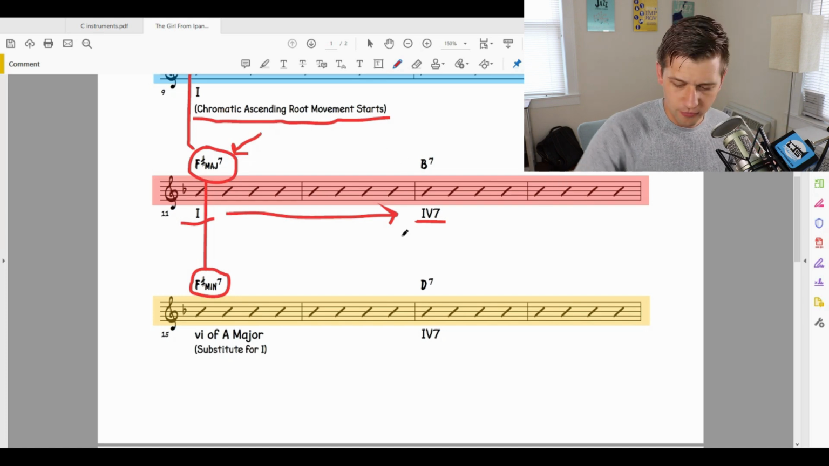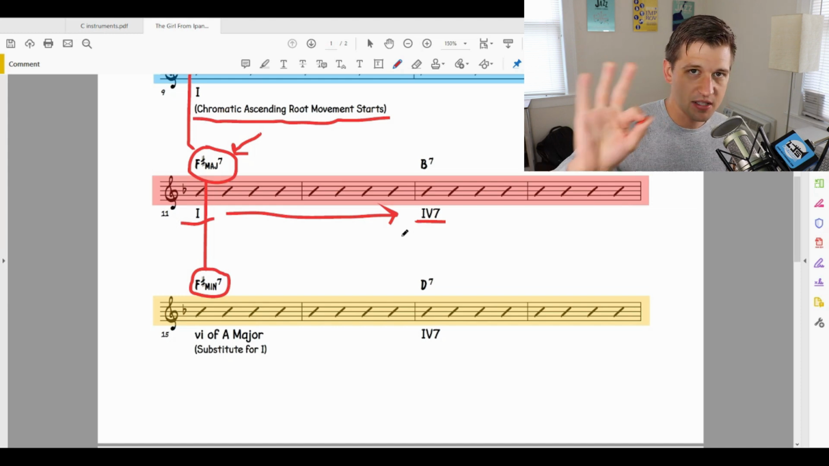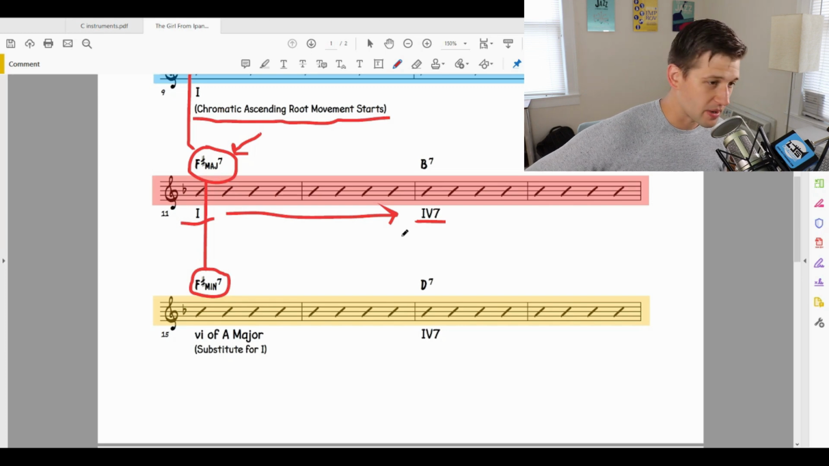Okay, so a 1-4 relationship, right? F sharp to B is a perfect fourth interval, right? Now, normally in a major key, that would be a B major 7, right? But it's a B dominant 7, so nice bluesy sound. It sounds great with the melody, right? I mean, it just wouldn't sound as hip if it was a major 7 chord, quite frankly. So we have a 1-4 dominant 7 relationship here.